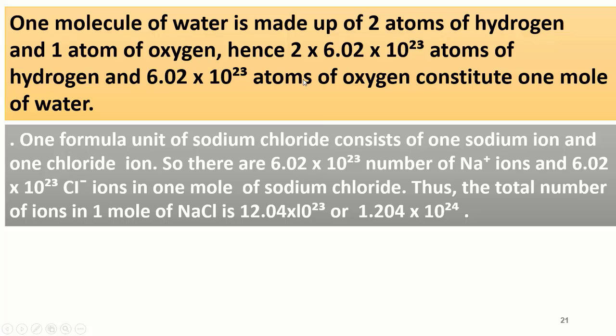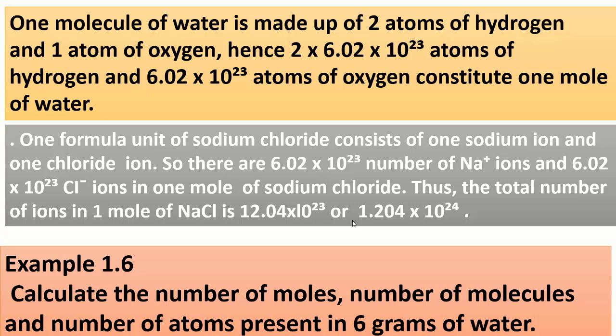Similarly, sodium chloride, as 1 unit of sodium chloride consists of 1 sodium ion and 1 chloride ion. So there are 6.02 into 10 raised to the power 23 number of sodium ions and 6.02 into 10 raised to the power 23 chloride ions in 1 mole of sodium chloride. So total number of ions कितने हो जाएंगे सोडियम क्लोराइड में, 12.04 into 10 raised to the power 23, और 1.204 into 10 raised to the power 24.